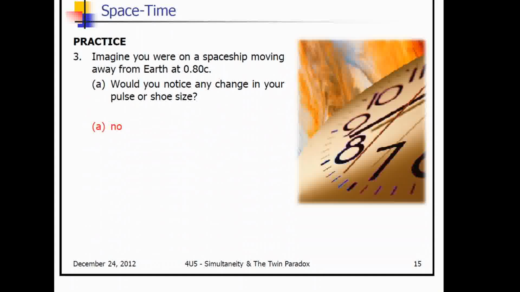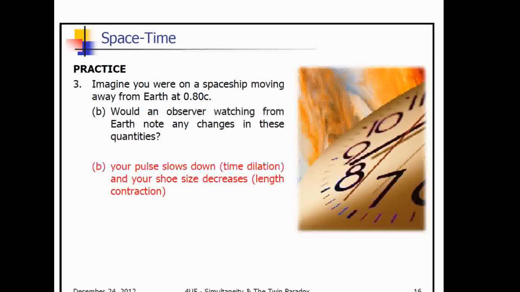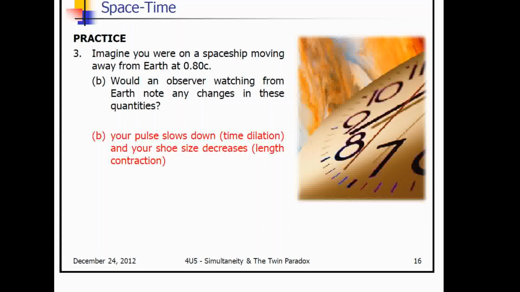So imagine you're on a spaceship moving away from Earth at 80% of the speed of light. Your pulse, your shoe size, would you notice any change? You wouldn't, because in your frame of reference, which is an inertial frame of reference, you would notice no change. However, for an observer watching from Earth, they would see your pulse slowing down, and they would see your shoe size decreasing.